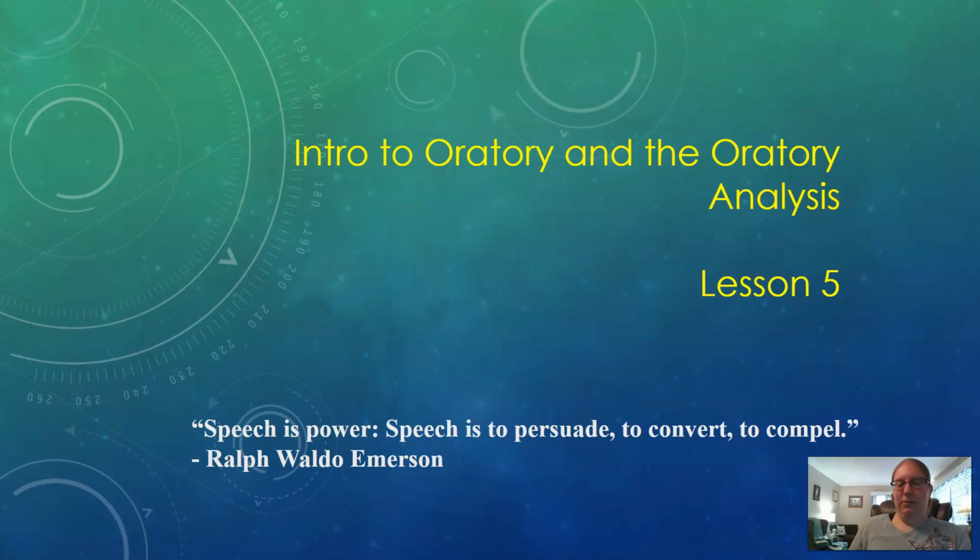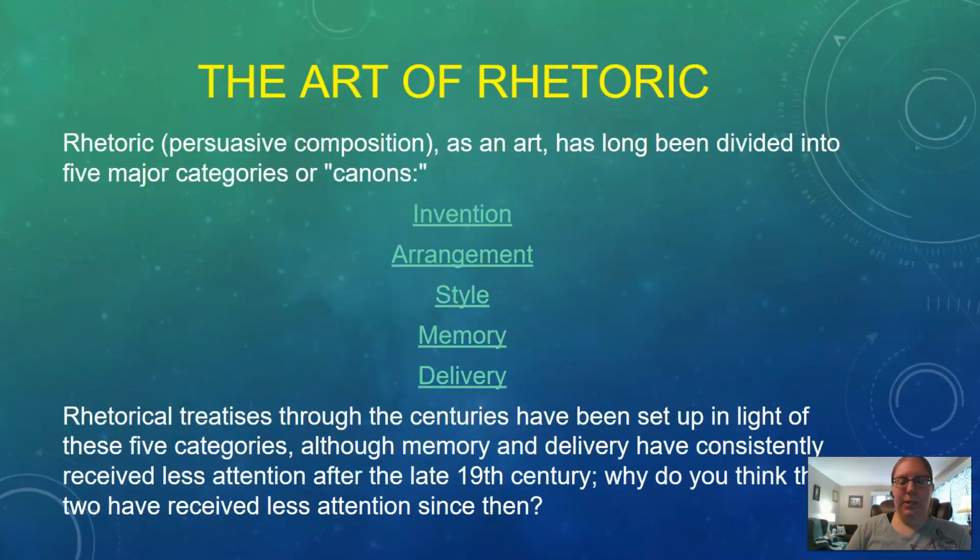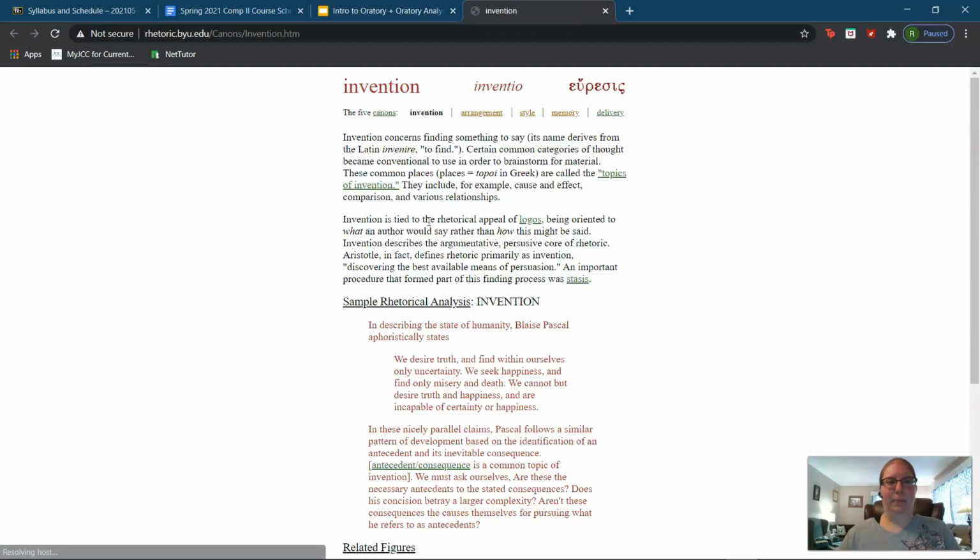This is one of my favorite quotes from Ralph Waldo Emerson: "Speech is power, speech is to persuade, to convert, or to compel." So we're talking about the art of rhetoric today. Rhetoric, as persuasive composition as an art, has long been divided into 5 major categories. And I would like to take a look at these links just briefly.